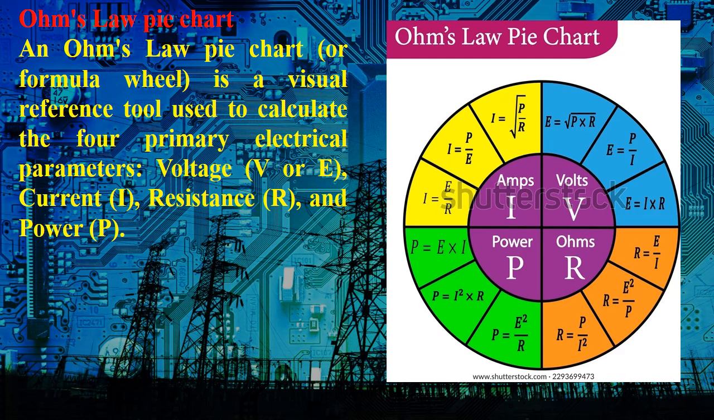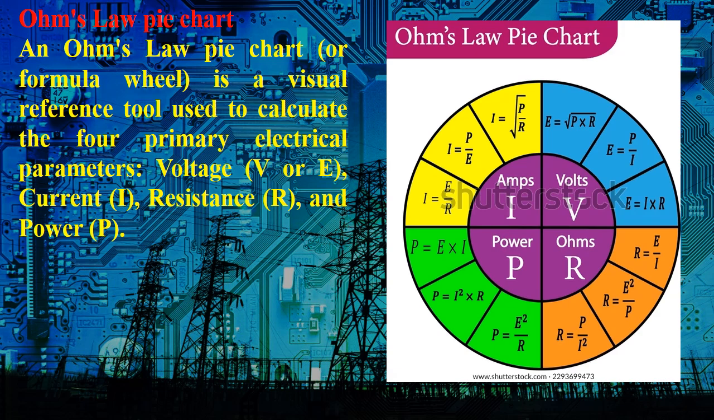Okay, let's look at Ohm's law pie chart. Ohm's law pie chart is pictorial. It's a chart that shows all the formulas relating voltage, current, resistance, and also power and energy as well. An Ohm's law pie chart or formula wheel is a visual reference tool used to calculate the 4 primary electrical parameters: voltage V or E, current I, resistance R, and power P.